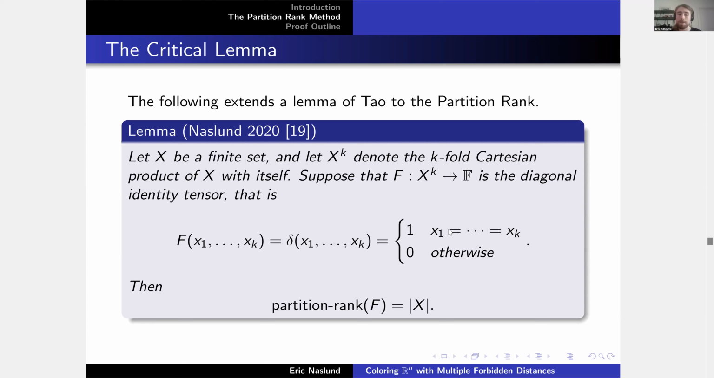This is what a lot of the applications hinge on, because for various applications we're going to find something where we have a diagonal tensor. And once we have a diagonal tensor, its partition rank has to be maximal. I will briefly note that the diagonal tensor can have different non-zero constant values at each element in X. In this slide I said it's 1 everywhere, but as long as it's some non-zero value at each, that's okay as well.